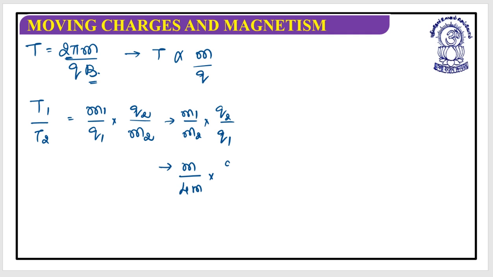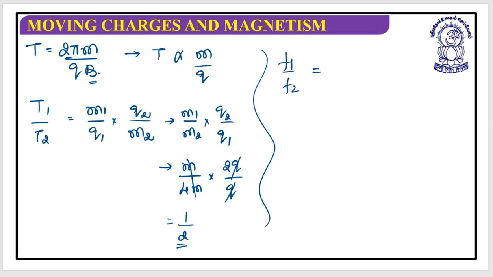The charge of an alpha particle is 2q, and the charge of the proton is q. So the ratio is 1 is to 2. It is the same as the radius. So this is T1 is to T2. Frequency is just the inverse of this, so it should be 2 is to 1. I hope you understand this very well. So you are done with the time period.